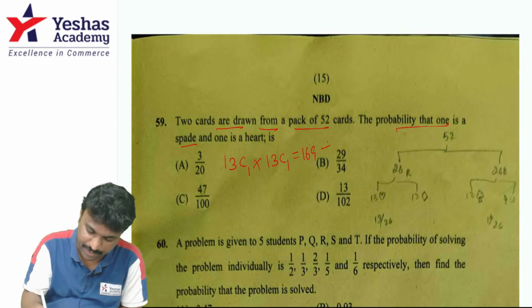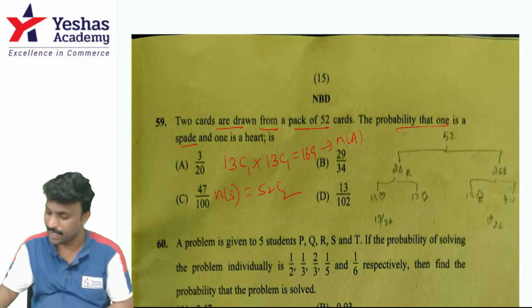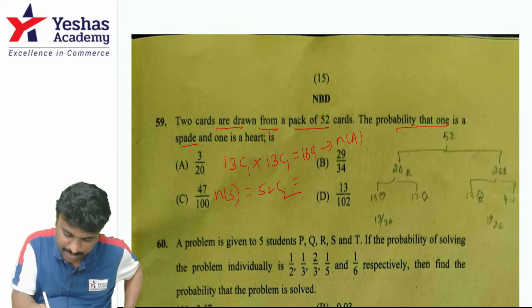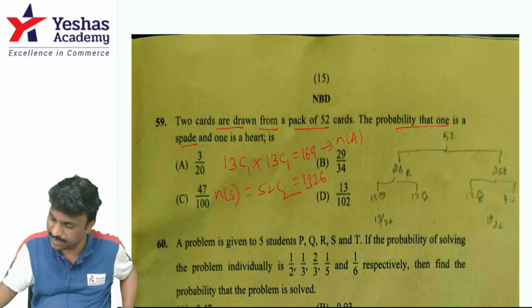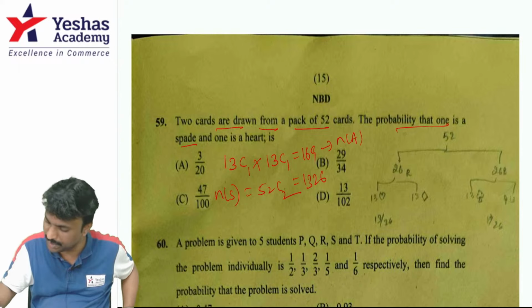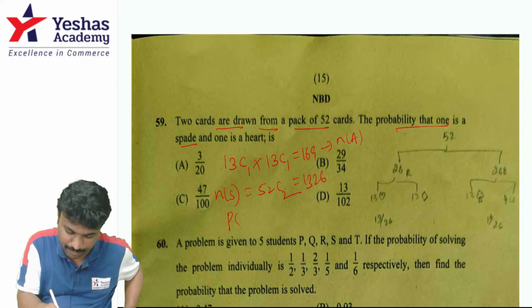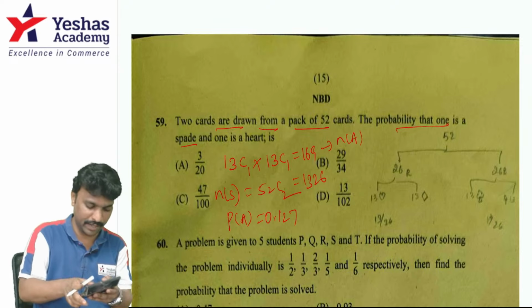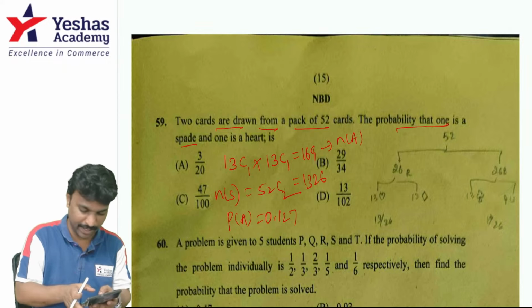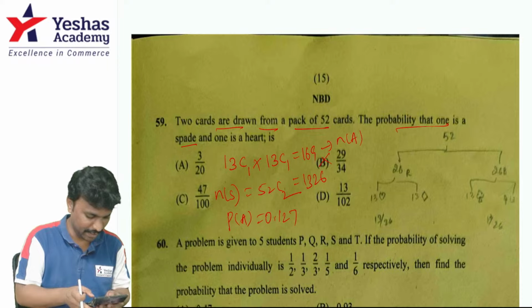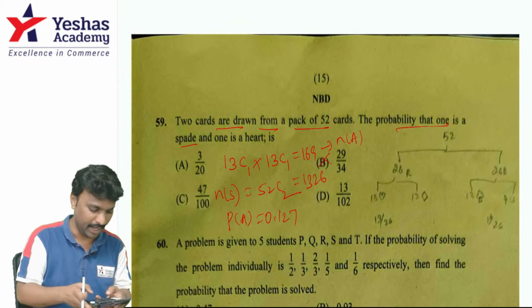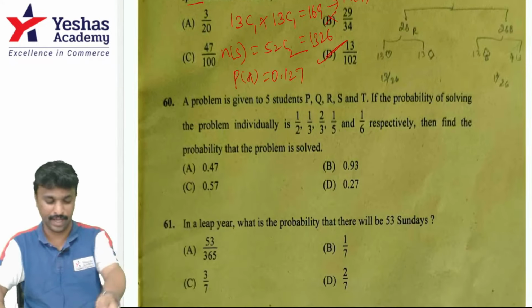And this is N of A. What is N of S? Two cards are drawn at random. That means 52C2. So what is 52C2? 52 into 51 divided by 2 factorial, which is 1326. Now the probability is 169 divided by 1326. That gives me a probability of 0.127. Which option gives you 0.127? 3 divided by 20? No. 29 by 34? Definitely no. 47 divided by 100? No. 13 divided by 102? Yes, 0.127. So option D is the right answer.